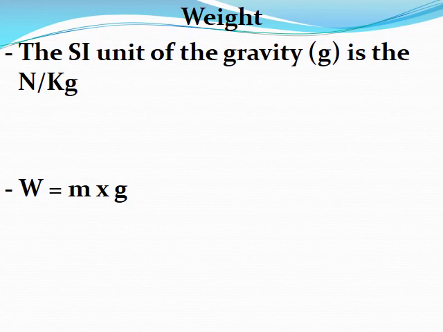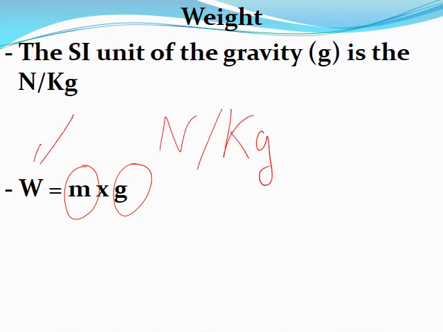The SI unit of the gravity, g, is Newton per kilogram, where the formula of the weight, W, is equal to m, which is the mass, times g, which is the gravity. The unit of gravity is always Newton per kilogram, the weight should be in Newton, and the mass should be in kilogram.